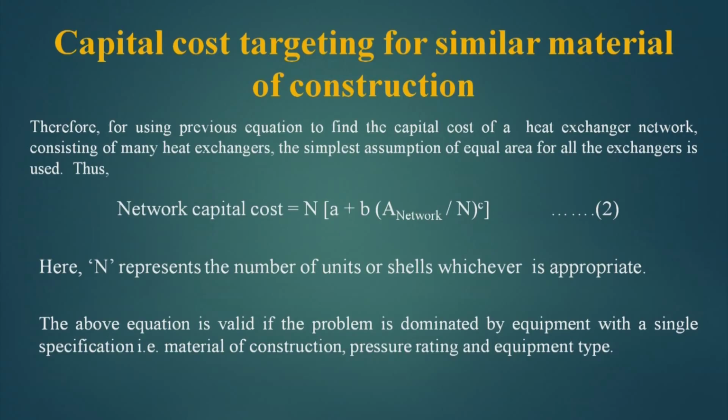The above equation is valid if the problem is dominated by equipment with a single specification, that is material of construction, pressure rating and equipment type. So, this is the drawback of this equation of capital cost targeting, and if somehow the material of construction, pressure ratings and equipment types are changing, then this equation will give error.